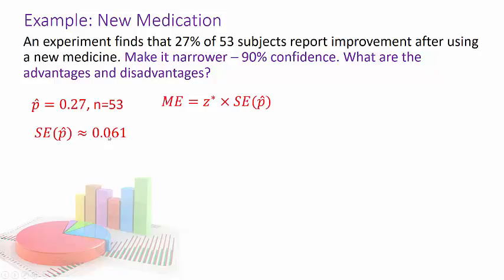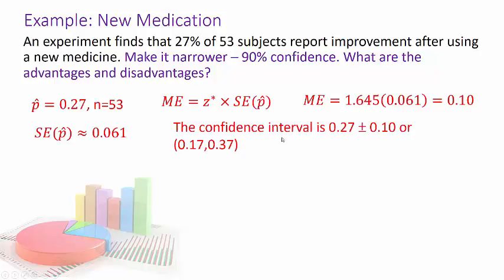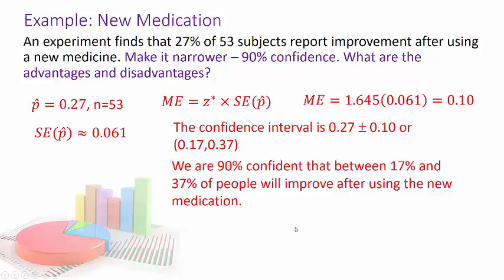The same standard error, so I don't have to recalculate that. Now instead of what were we using, 2 or 1.96, now we're going to use 1.645 for the 90% confidence level. And we get 0.10 as the margin of error. So now we can say the confidence interval is 27 hundredths plus or minus 10 hundredths, or basically 17 to 37 hundredths. Our statement would then be reworded to say we are 90% confident that between 17% and 37% of people will improve after using the new medication.